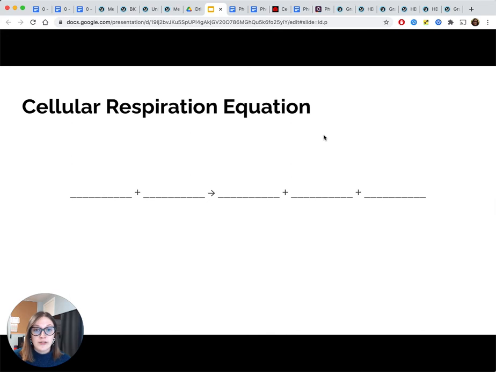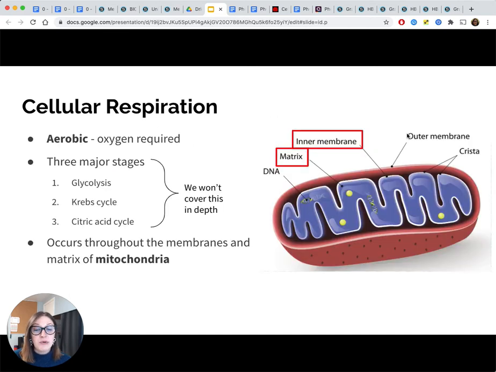Let's go through the equation first. Cellular respiration requires glucose and 6 molecules of oxygen, and produces 6 carbon dioxide, 6 water, and ATP at the end. Please pause the video, make sure you get this down. Cellular respiration in a nutshell.